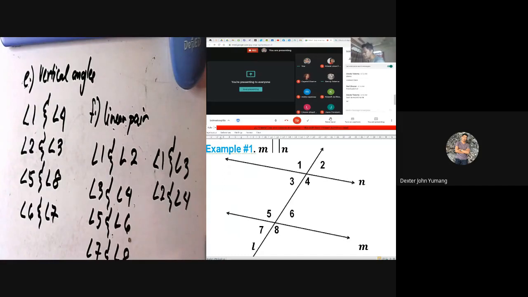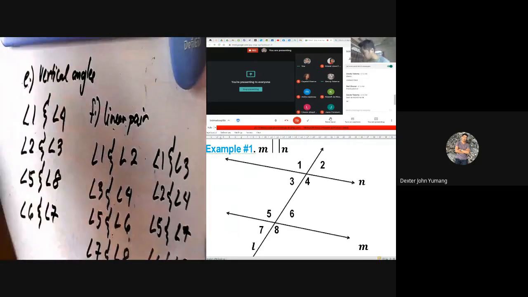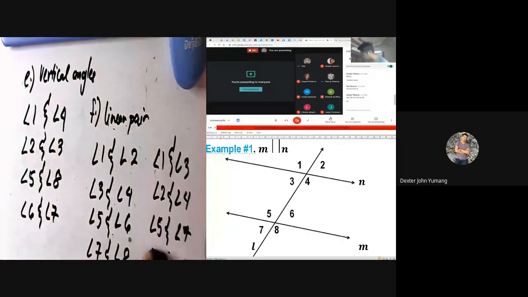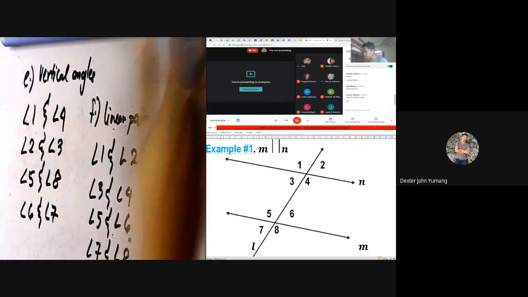Sa baba naman tayo, we have angle 5 and angle 7. Tsaka angle 6 and angle 8. So, these are the examples of linear pairs. Okay, these are the examples of the linear pairs and vertical angles. So please copy this one, then we will have an activity in relation to that.